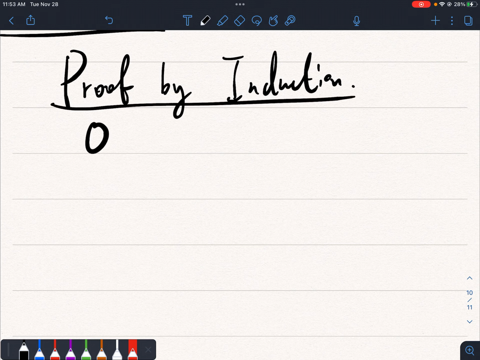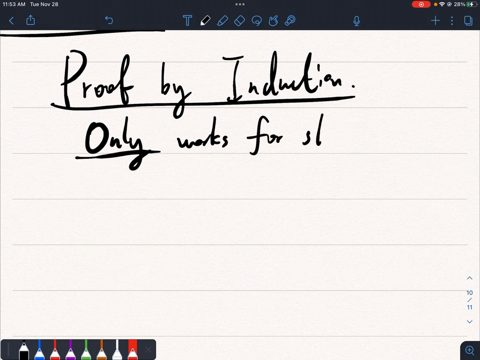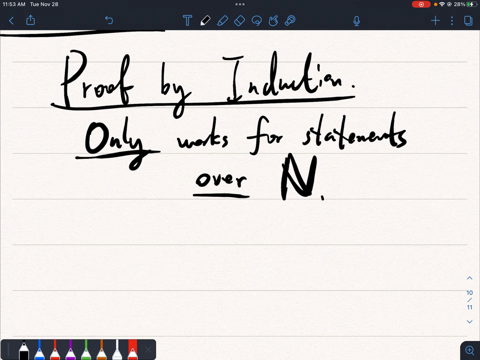So this only works for statements over, let's say, integers. The importance of the integers is that they are discrete, right? Maybe you start from 0, 1, 2, 3, etc. It cannot be over all the real numbers. So I will explain what I mean.